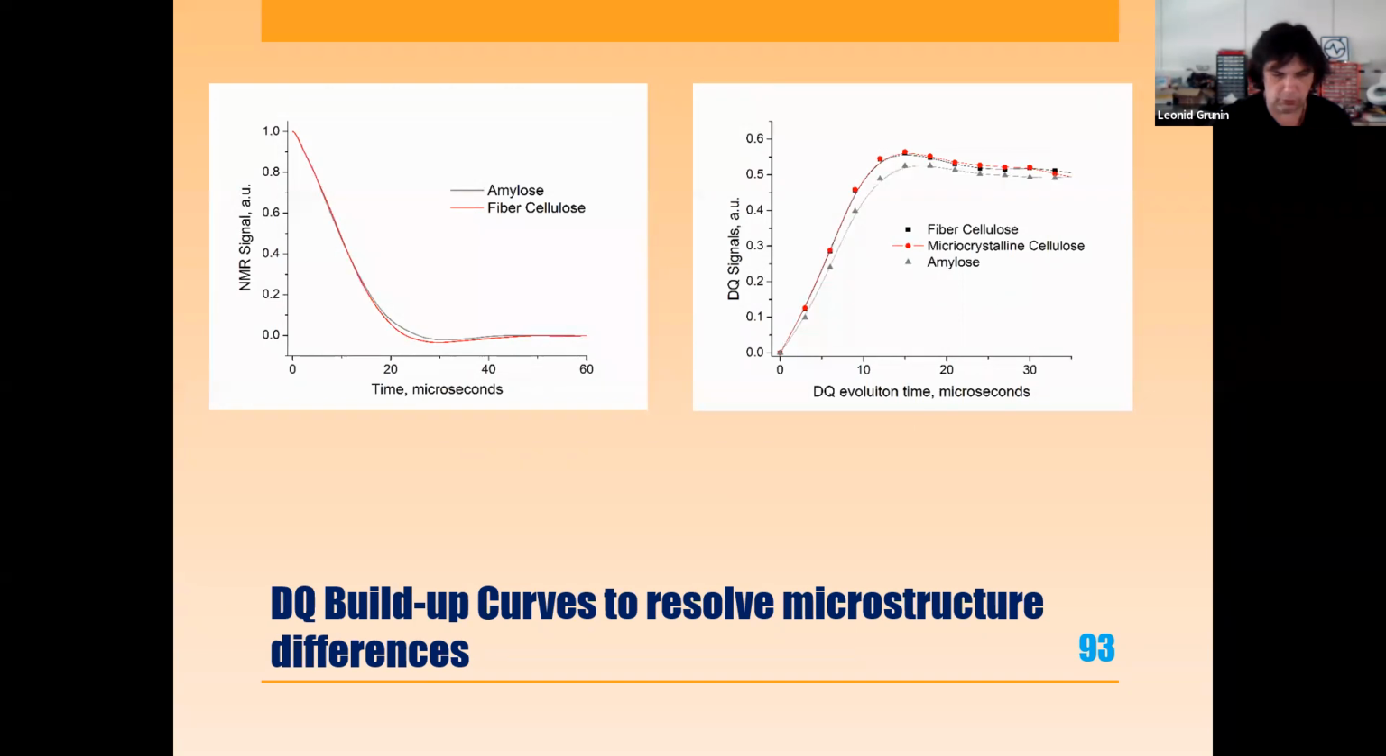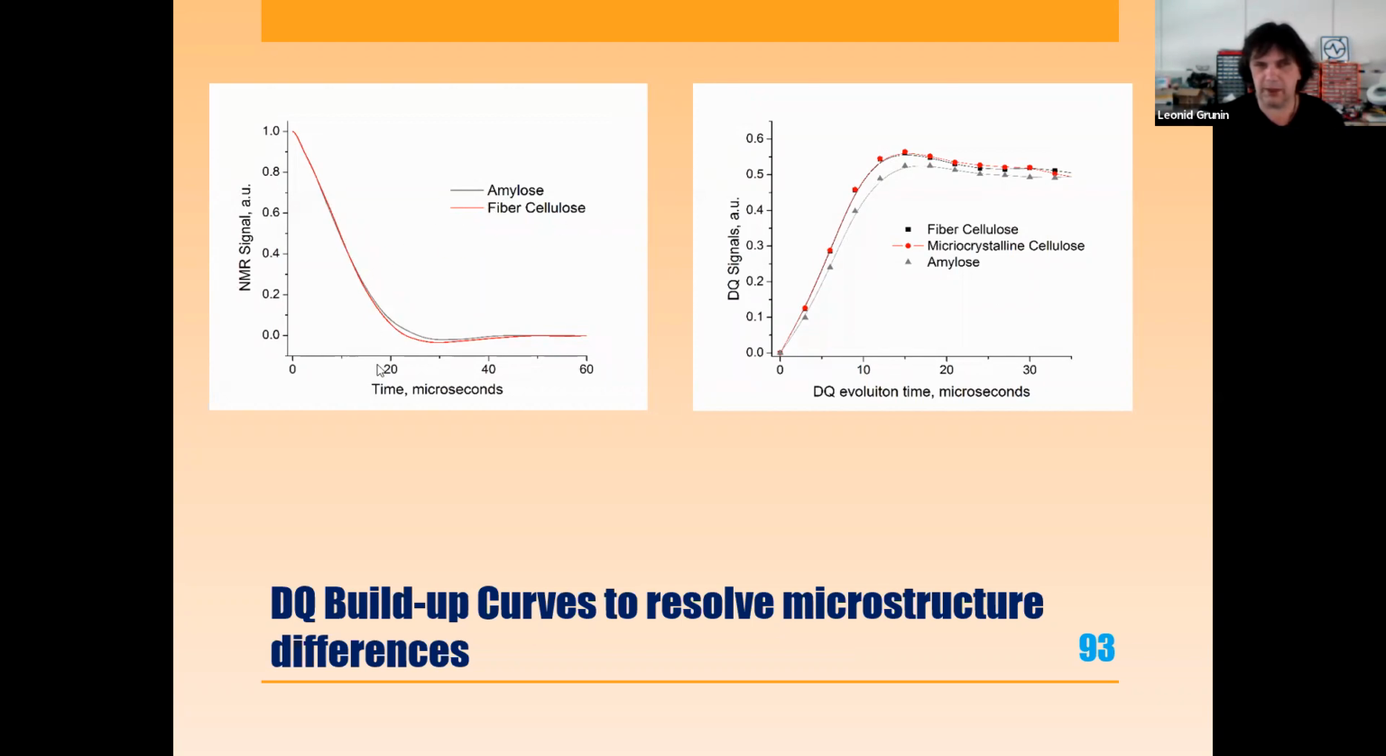Let's try to look at what we can get. Here I show two FID signals measured by the magic sandwich echo for two really different samples. One of the samples is amylose. Amylose, you know, is a part of starch, and the other is fiber cellulose. You see that the transverse relaxation decays differ, but not by much.